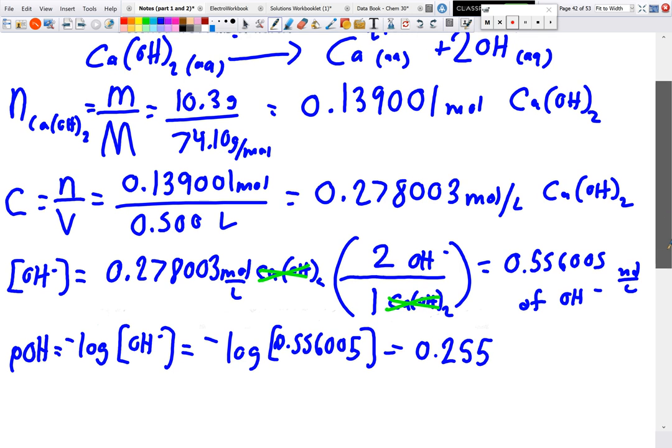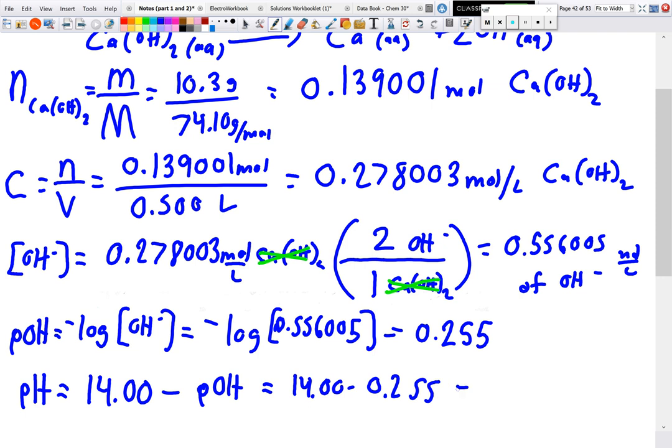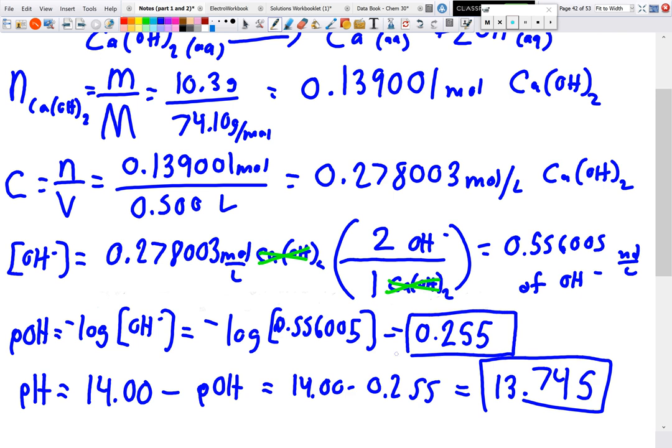And last but not least, we have our pH. Now we solved this on the previous slide, and that is pH is equal to 14.00 minus pOH. So that is equal to 14.00 minus our 0.255, and we get a pH of 13.745. And those are our two answers.